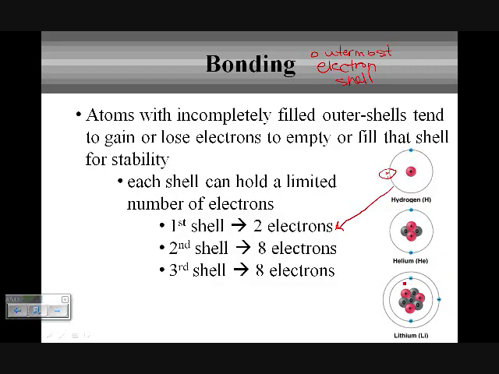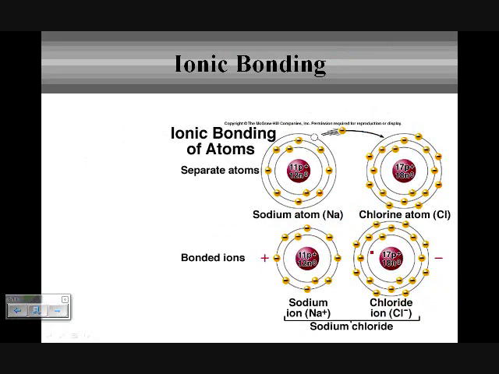Versus lithium, lithium has 2 in its first shell, but then it's got a third in its second shell. And its second shell is looking for 8 electrons. Well, is it going to be easier for lithium to lose that 1 electron, or to gain 7 more? Well, it's obviously going to be easier for it to lose that electron and forget gaining 7 more. So that's really determining how it's going to bond and react.